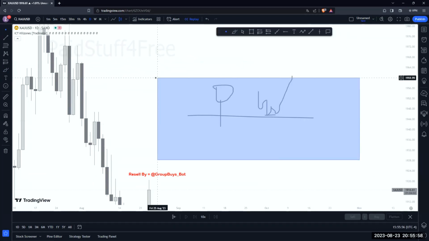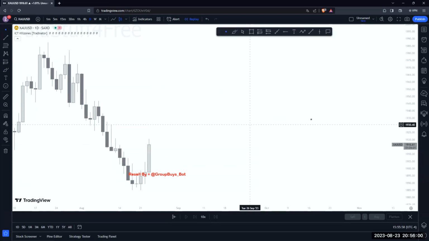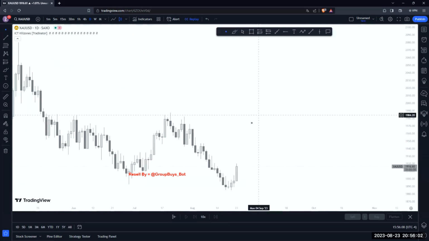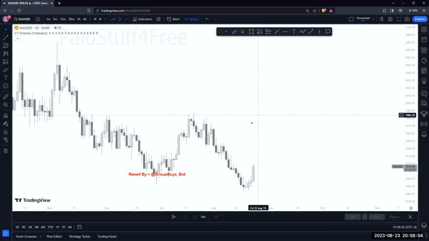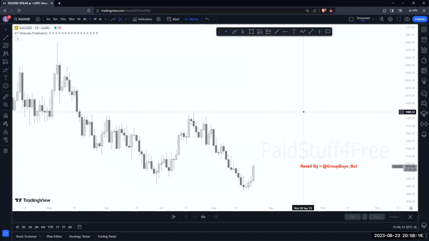Amazing. What's next? If we are using the rejection entry model, we don't have to wait for a breakout, I guess. No, you don't have to wait for a breakout, just rejection. Okay. So that is medium risk?